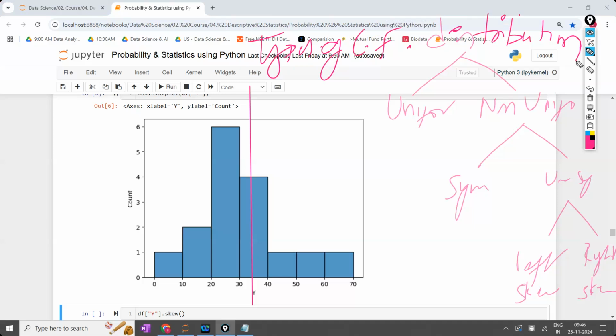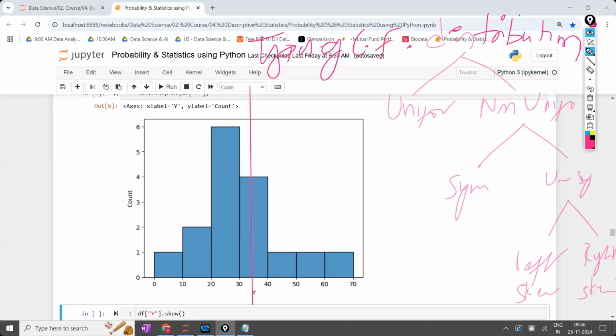Is the point clear? Now, it is unsymmetrical or asymmetrical. Left skewed, right skewed. What is meant by skewed? Skewed means on one side there are fewer values and on the other side more values. More records on one side, fewer records on the other side. Then it is called asymmetrical, unsymmetrical, or non-symmetrical; anything is the same. Now, which side do you have fewer records? If the right side has fewer records, it is right skewed. If the left side has fewer records, it is left skewed.